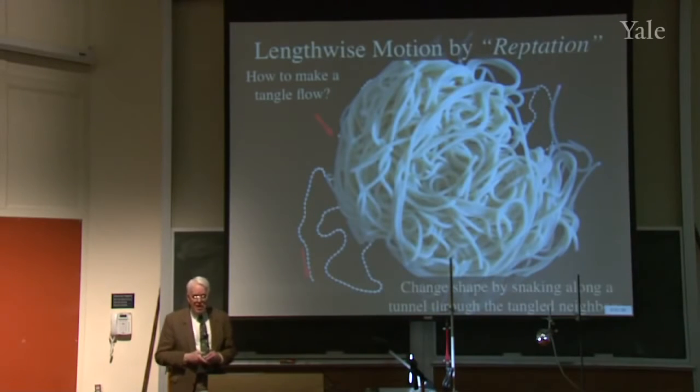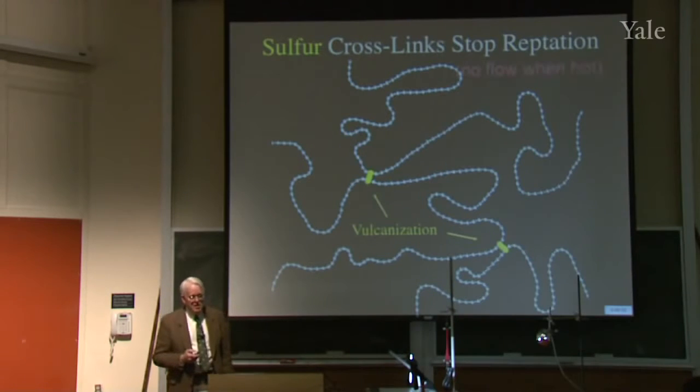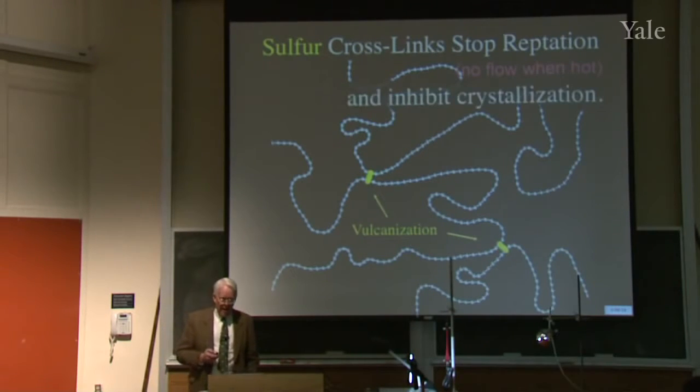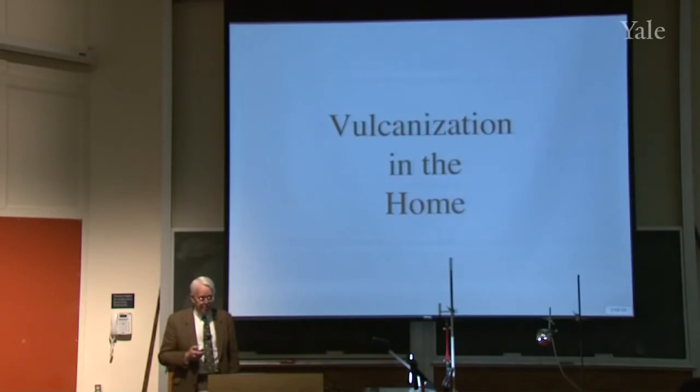Now, what does vulcanization have to do with that? If you have cross-links between the chains, then they can't slide by one another. So you can't do reptation. So the stuff doesn't flow and become gooey when it's hot. Okay, that's what vulcanization does. So there's no flow when hot, and it inhibits crystallization, so it's not brittle when it's cold.